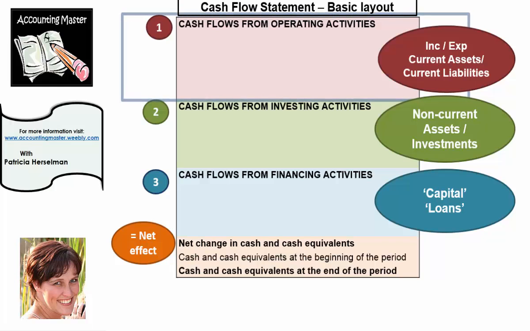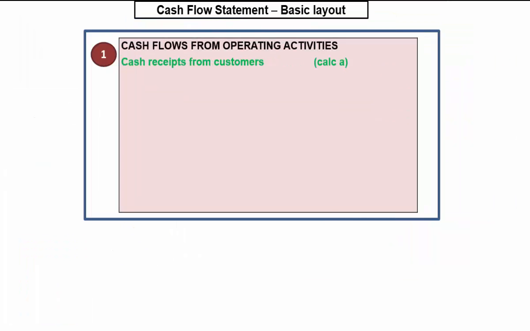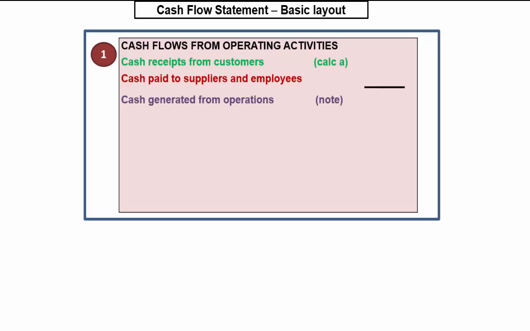In this video, we're going to focus just on the first section, on the layout and how do you get this layout into your head. Our first section is cash flows from operating activities. The first line being our cash receipts from our customers. We are going to do a calculation to determine exactly how much money we have made in the form of sales from our customers, and this will be shown as a cash inflow. We then subtract the cash paid to suppliers and employees, and this will be shown as an outflow in brackets, and that is why we will subtract it to get a subtotal called cash generated from operations.